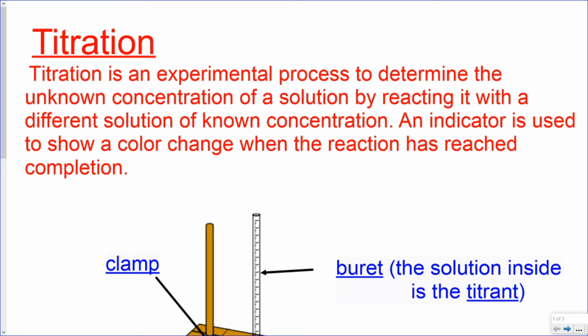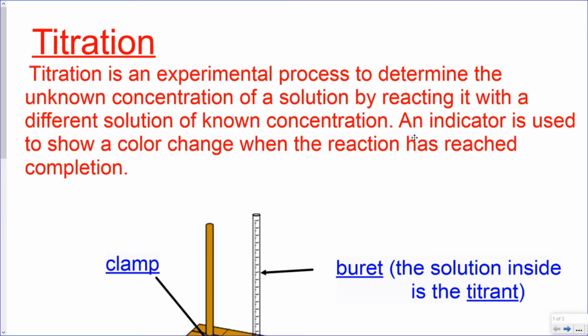So I have two solutions. One is usually an acid, one is a base, and I know the concentration of one of them. I can find the concentration of the other one using this method called titration. We have to do one other thing here, and it says in the second part of this wording, an indicator is used to show a color change when the reaction has reached completion.